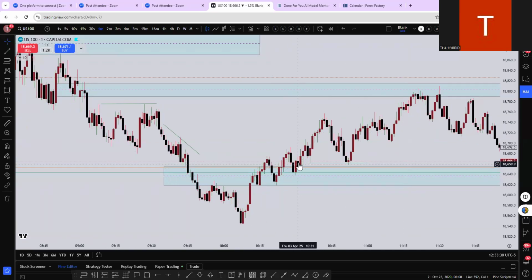So these are where you can layer in to trades, but you want to wait, get used to taking the original entries first.